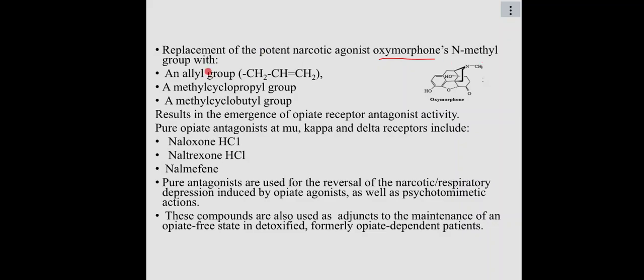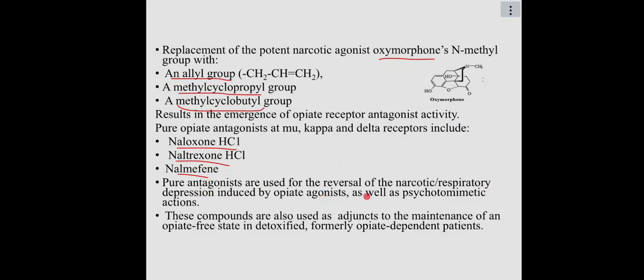If you replace the N-methyl group with an allyl group, you get naloxone. If you replace with a methyl cyclopropyl group, you get naltrexone. If you replace with a methyl cyclobutyl group, you get nalbuphine. Then there is introduction of antagonist activity, resulting in emergence of opiate receptor antagonist activity. So that group at the final position, number 17, is the one responsible for antagonist activity. The pure opiate antagonists at mu, kappa, and delta receptors include naloxone, naltrexone, and nalbuphine. The others can have some agonist activity at some of the receptors, and therefore they are not pure opiate antagonists.